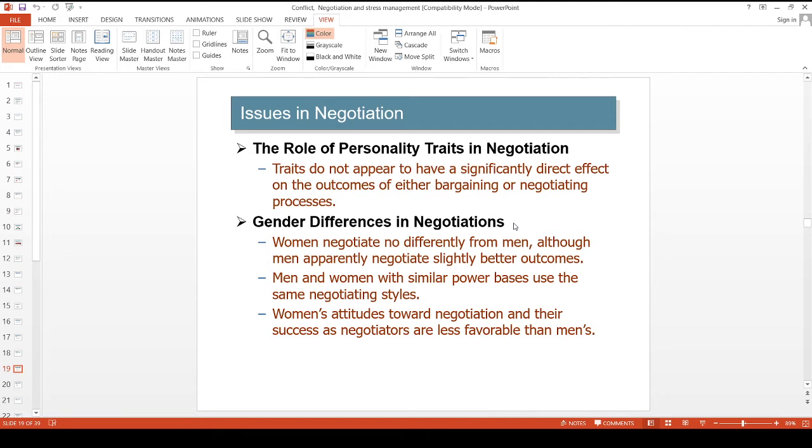The comparison between experienced male and female managers finds that women are neither worse nor better negotiators, neither more cooperative nor more open than men, and neither more nor less persuasive or threatening than men. The belief that women are nice is probably due to confusing gender with the lack of power typically held by women. Women's attitude towards negotiation and their success as negotiators are less favorable than men's. Again, all of these assumptions are based on particular research.